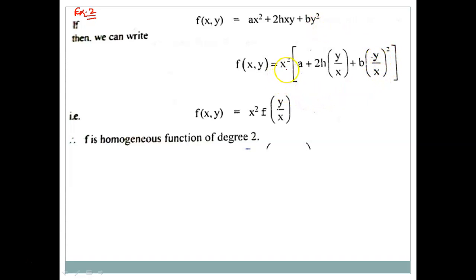So in fact, again you have obtained x raised to some power, for example here this is 2, and the rest of the expression is in the form of the variable y by x. So this whole expression within these square brackets can be written like this, f of y by x. So in fact, this f of x, y is a homogeneous function of degree 2 in this case. So this is the second example.